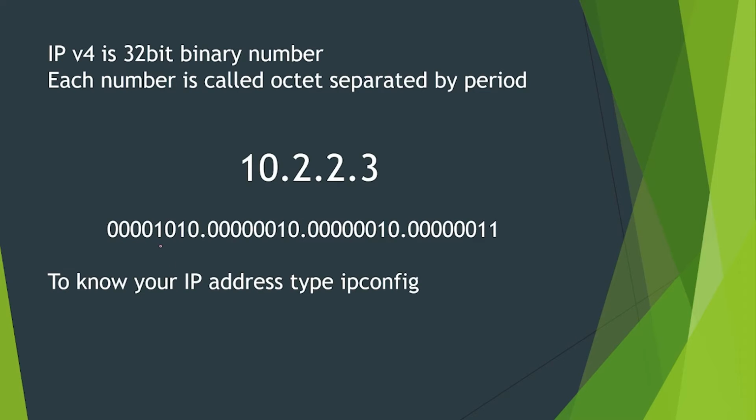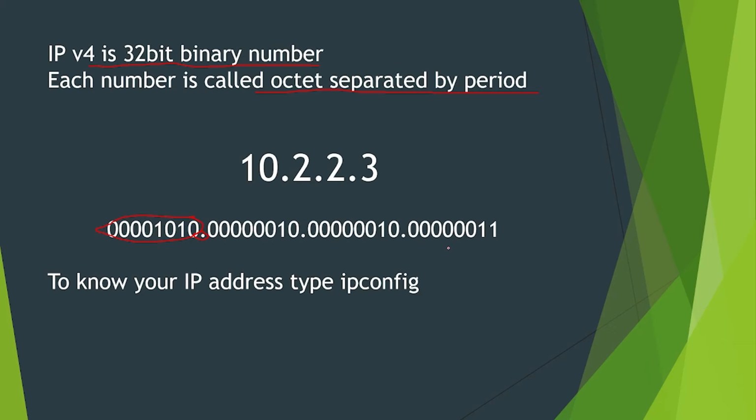Commonly we are using IPv4, so throughout this section we're going to see about IPv4. It is a 32-bit binary number, and each number is called an octet, separated by a period. The full stop in the middle that separates the binary digits is called a period. This is a binary digit for 10, this is for 2, this is for 2, this is for 3.